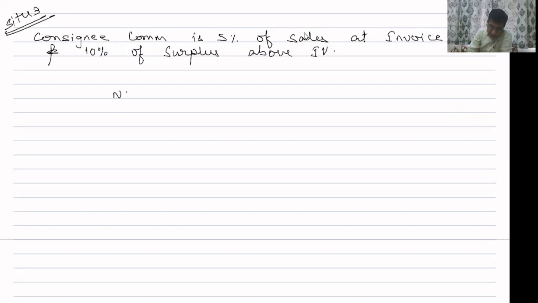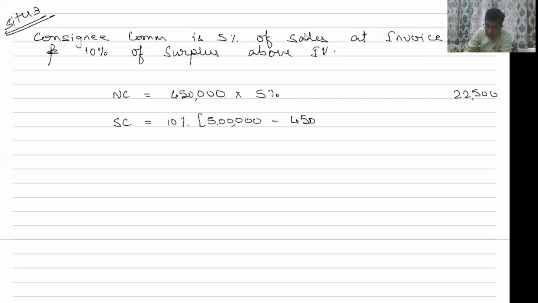So what will be the normal commission in this case? My normal commission will not be calculated with reference to 5 lakh now. It will be calculated with reference to the invoice value of goods sold. So that will be 4,50,000, being the invoice price of goods sold, into 5%, and that comes to 22,500. And what will my special commission be? That is 10% of actual sales, that is 5 lakh, minus invoice value of goods sold, that is 4,50,000, and that comes to 5,000. Accordingly, my total commission in this case will be 27,500.